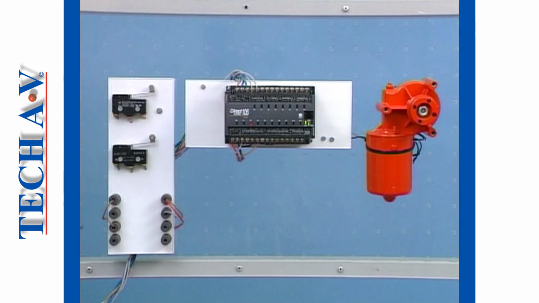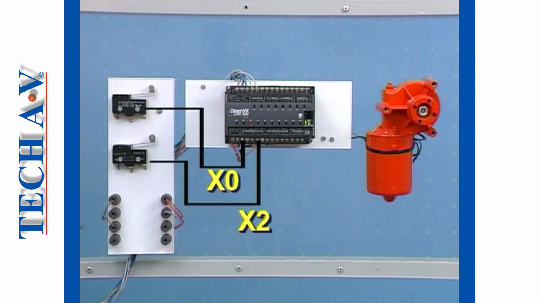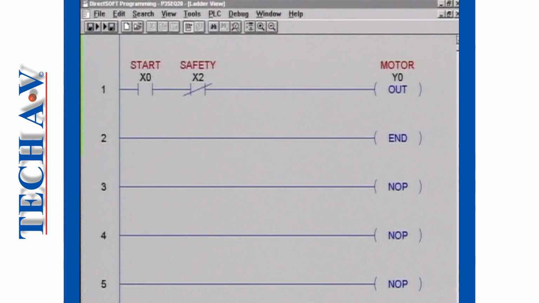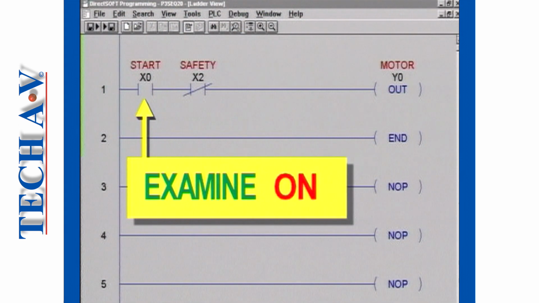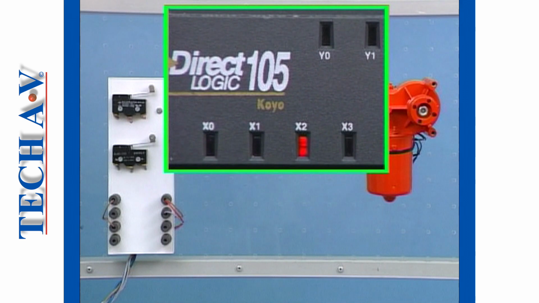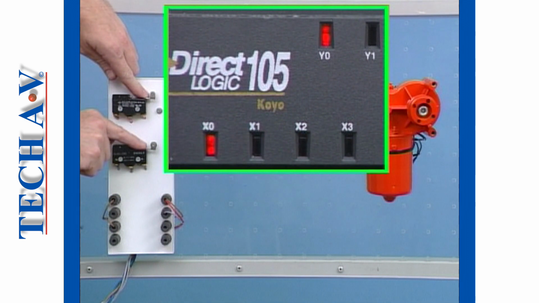Now let's apply this logic to a simple series or AND circuit consisting of two switches and a motor. The start switch is wired to input X0, and the limit switch, which we'll call the safety switch, to input X2 on the PLC. To the output location Y0, we'll connect a motor. Using the programming device, we'll enter a set of normally open contacts to examine the start switch X0 for an on condition, and a set of normally closed contacts to examine the limit switch X2 for an off condition. When the external devices send the correct messages to the PLC input circuits, the output Y0 switches on, energizing the motor.